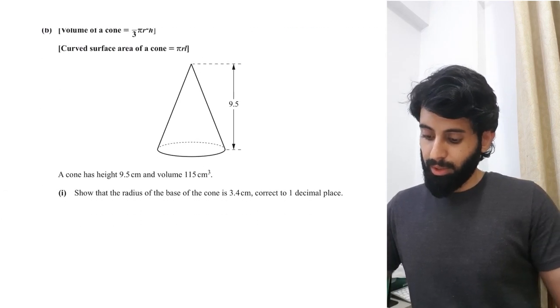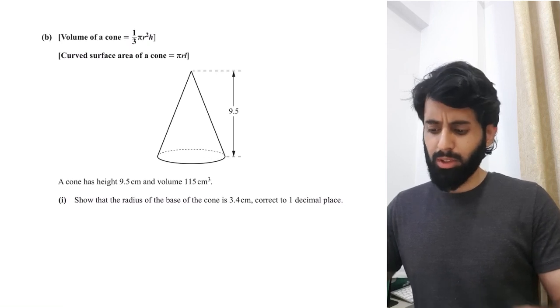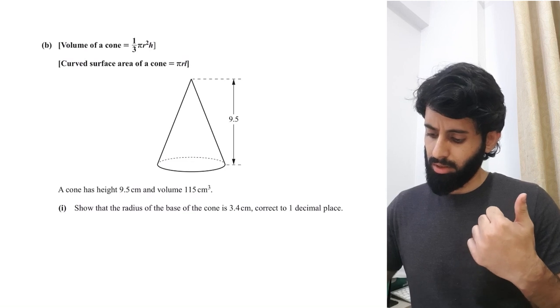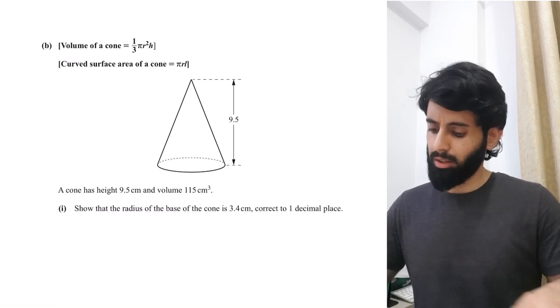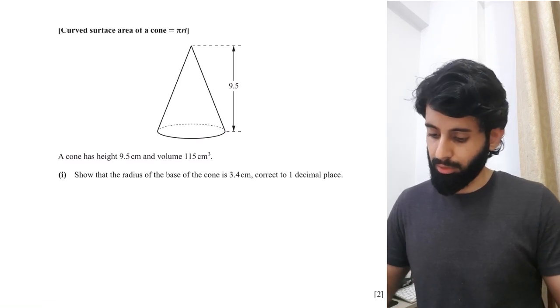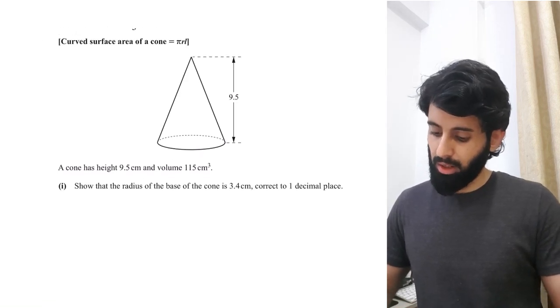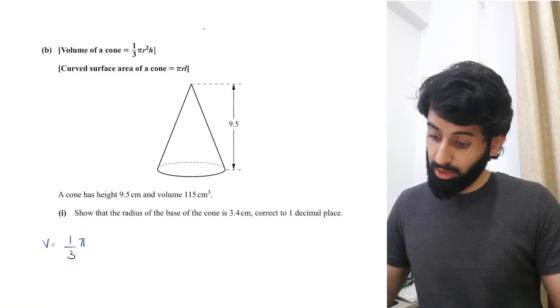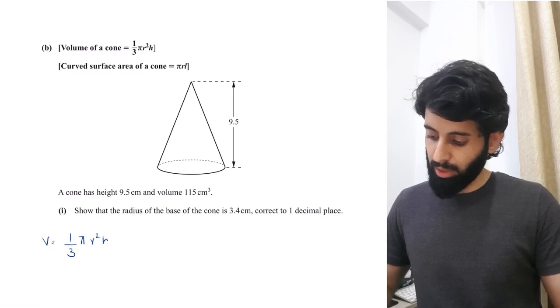Then we are at B part, mensuration. This was a relatively easy question of mensuration. You have a cone, of which you know the height, you know the volume, and you have to find the radius. In fact, you have to show that it is equal to 3.4, so the answer is right in front of you. The formula for calculating the volume of the cone is also given. It's 1/3 pi r square h.